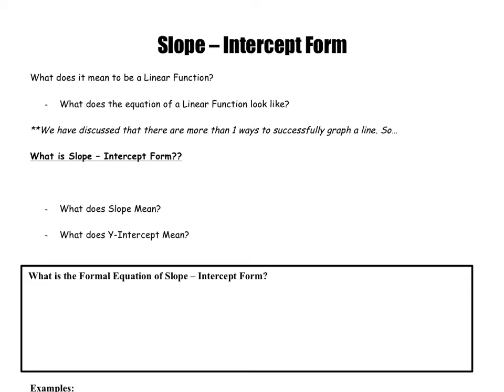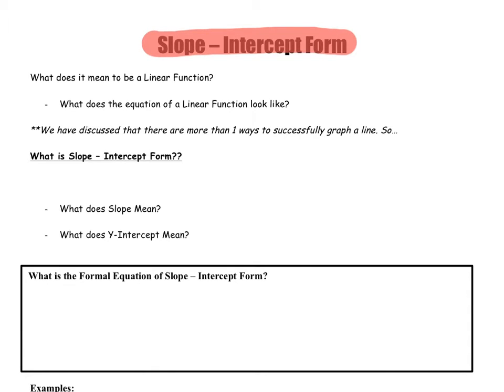Last class we talked about slope, and today we're going to actually apply slope to where we can graph a line. So I want you to go ahead and highlight your title, okay? And I want you to read the first question on this paper, and let's see if you can figure out what it means. So the first question, it says, what does it mean to be a linear function? So in order for something to be a linear function, what does that mean?